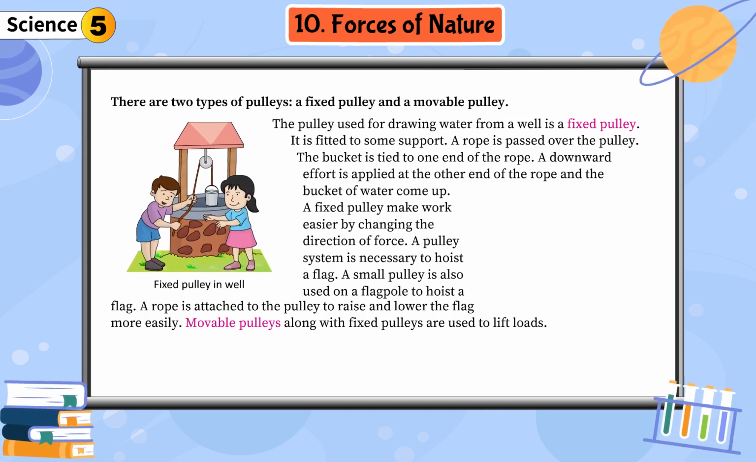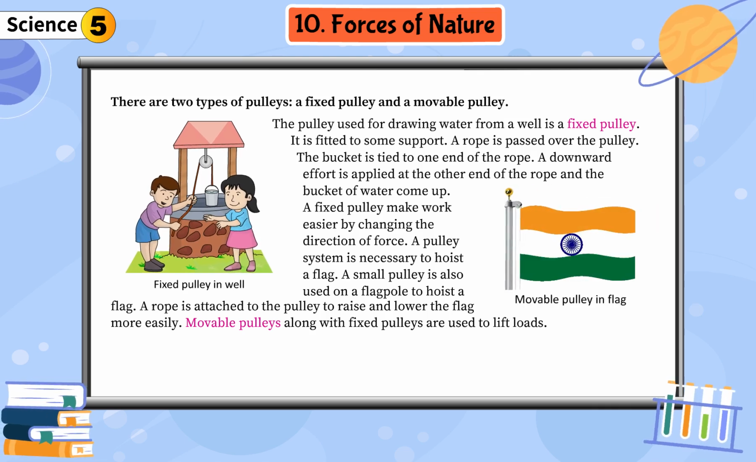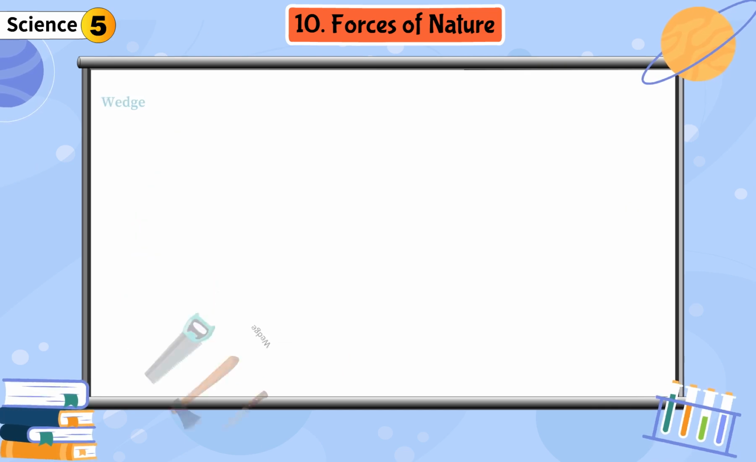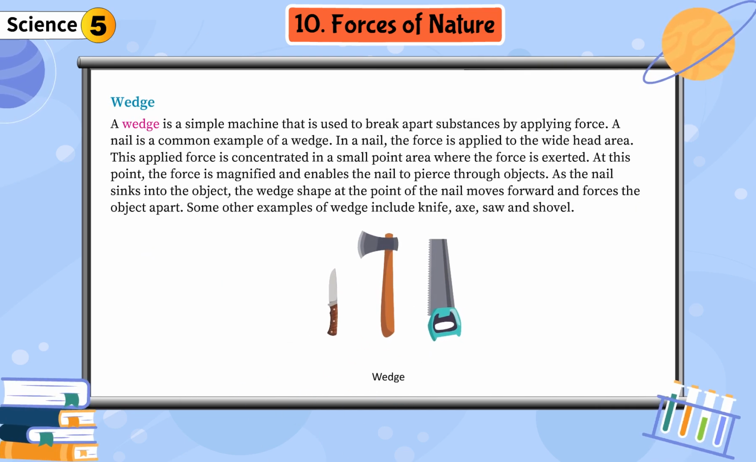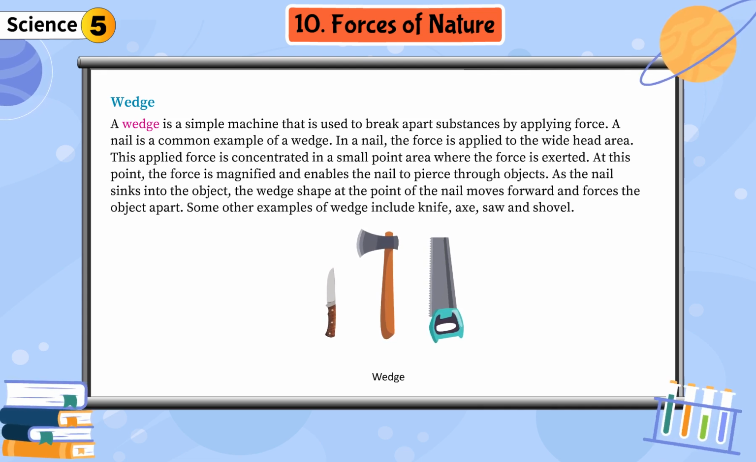There are two types of pulleys, a fixed pulley and a movable pulley. The pulley used for drawing water from a well is a fixed pulley. It is fitted to some support. A rope is passed over the pulley. The bucket is tied to one end of the rope. A downward effort is applied at the other end of the rope and the bucket of water comes up. A fixed pulley makes work easier by changing the direction of force.